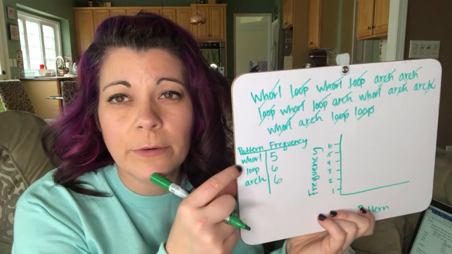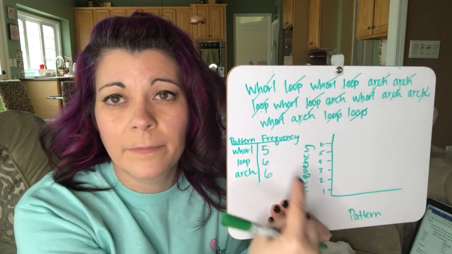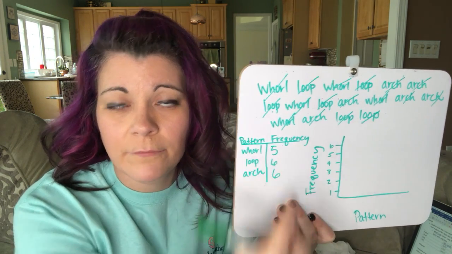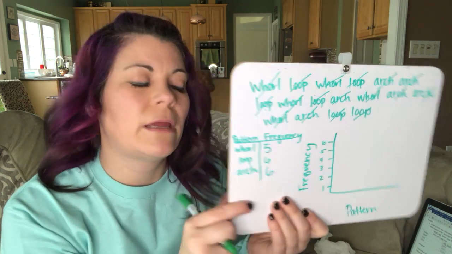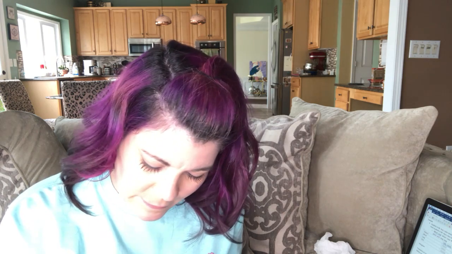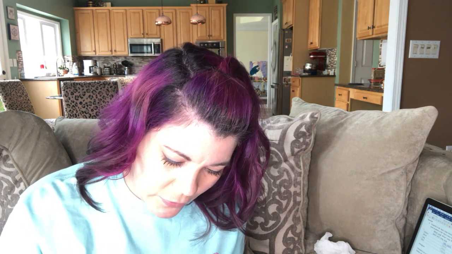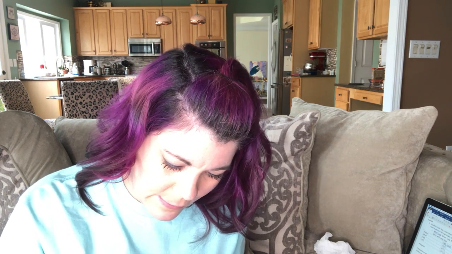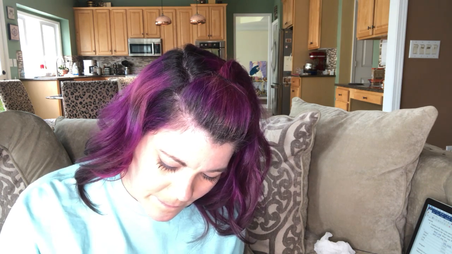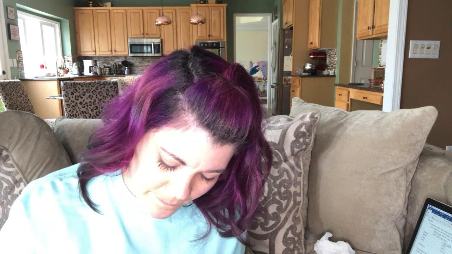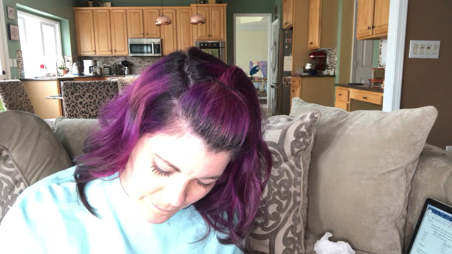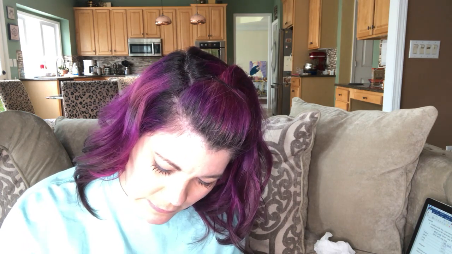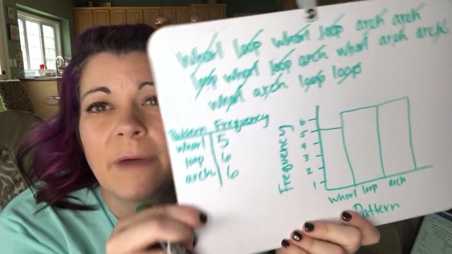If you notice, your frequency table and your histogram match, they both show pattern and frequency. But frequency is always going to be your y-axis. So then I'm going to name my pattern: whirl, loop, arch, and then I'm going to draw my bars. So whirl is 5. Loop is 6. And then arch is also 6. And see, then I have my histogram.